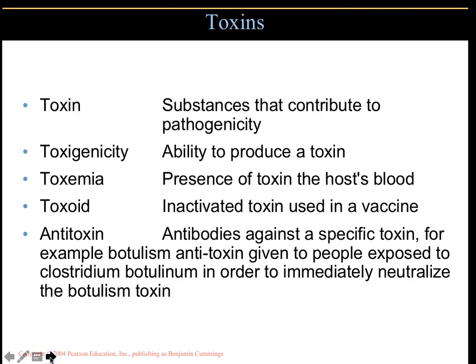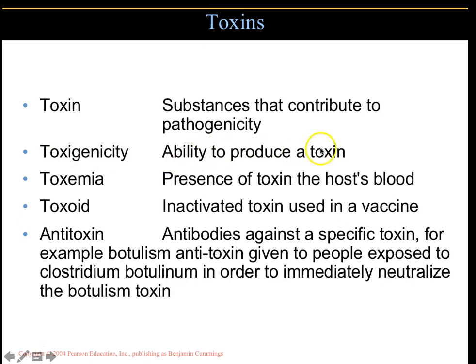Toxins. A highly virulent organism very often can make toxins, poisons. And the poisons or the toxins are what make the pathogen so lethal. So a toxin is any substance. It could be a lipid, it could be a carbohydrate, it could be a protein. That's going to contribute to the pathogenicity and virulence of the microbe.